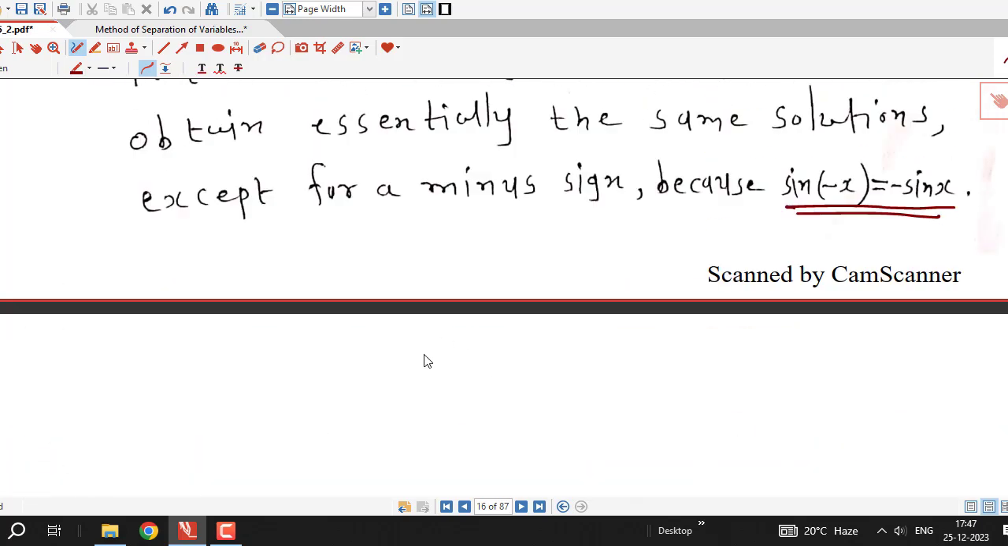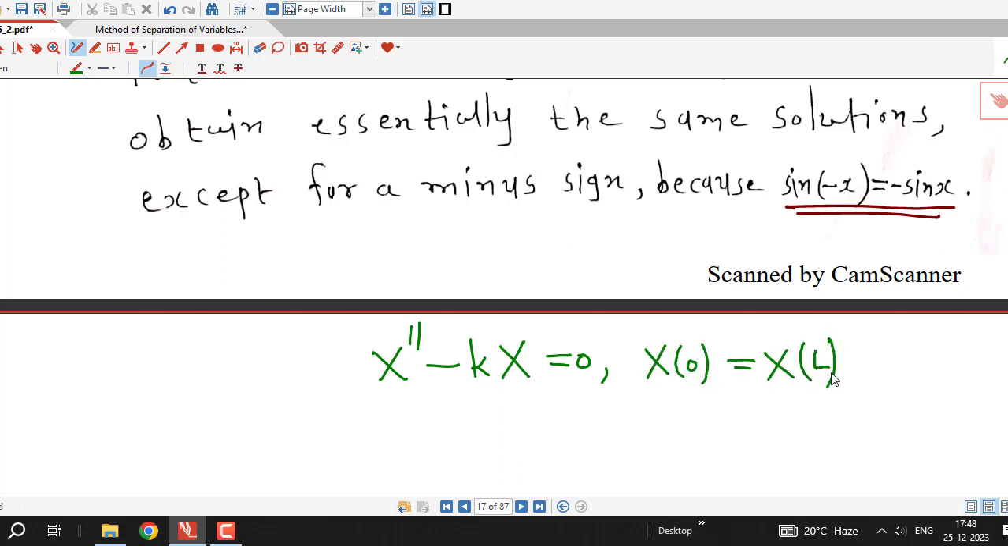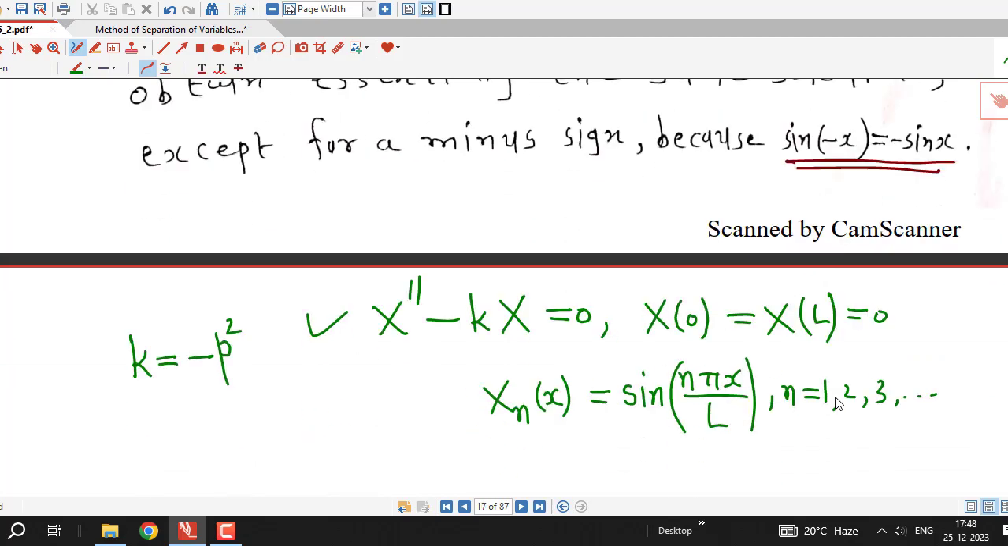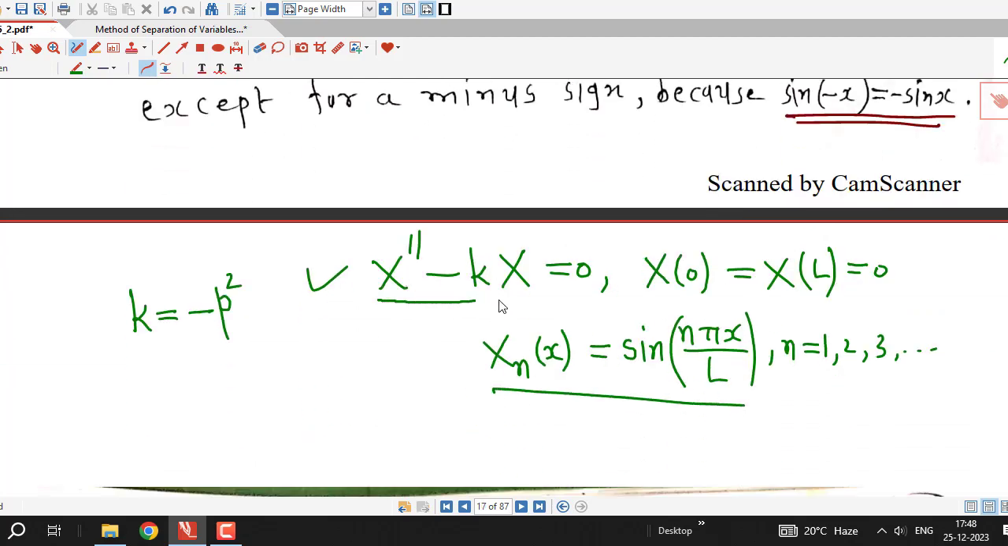So what we have done so far is we have obtained the non-zero solutions of X double dash minus kX equal to 0 satisfying these two conditions, X of 0 equal to X of l equal to 0, and we take k equal to negative of p square, and solutions satisfying this boundary value problem are given by sine n pi x by l, n equal to 1, 2, 3 and so on. So this is the solution satisfying this second order ordinary differential equation for this function capital X, which is a function of x only, and we have obtained one function.